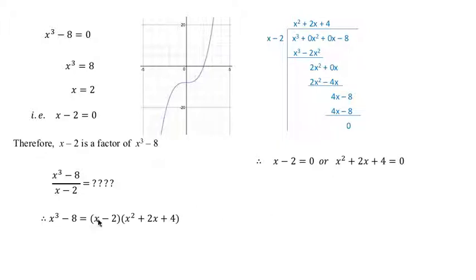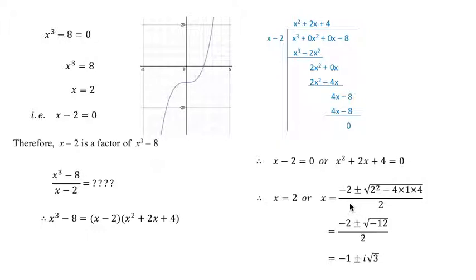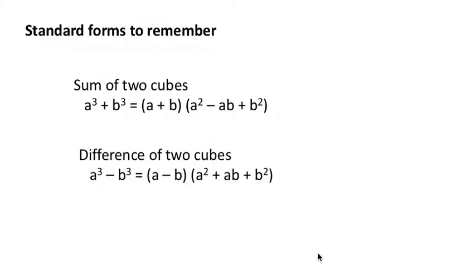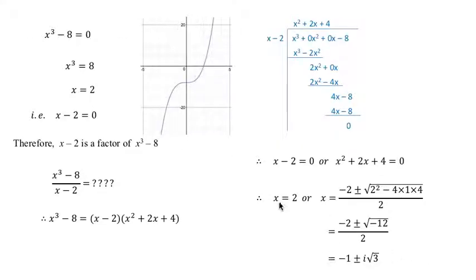So if that's equal to 0, then either x minus 2 is equal to 0, or this quadratic is equal to 0. If we've got a quadratic equal to 0, we can put it in the quadratic formula and get our answer. So there's our 3 solutions: x equals 2, x equals negative 1 plus root 3 i, and x equals negative 1 minus root 3 i.